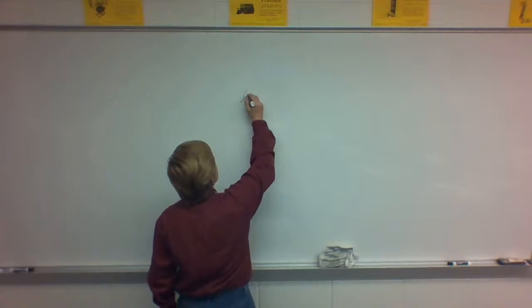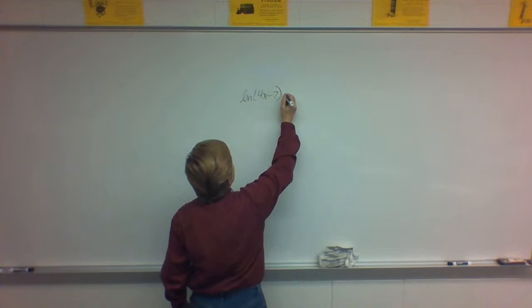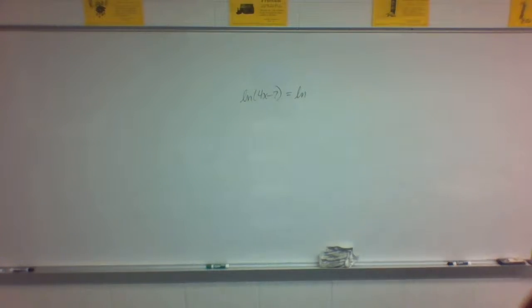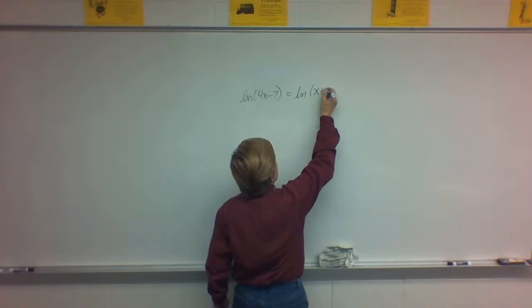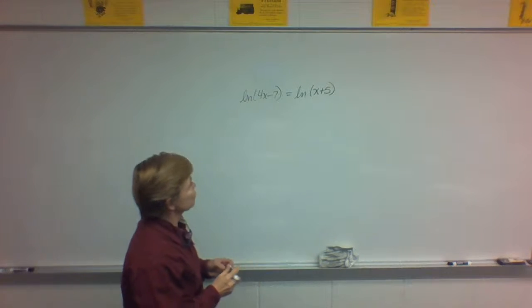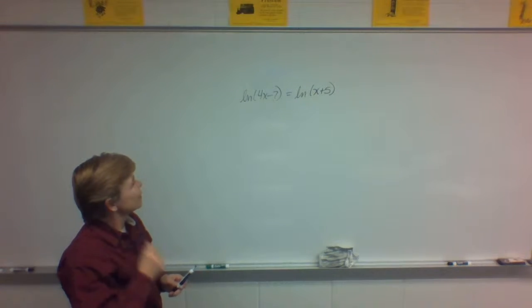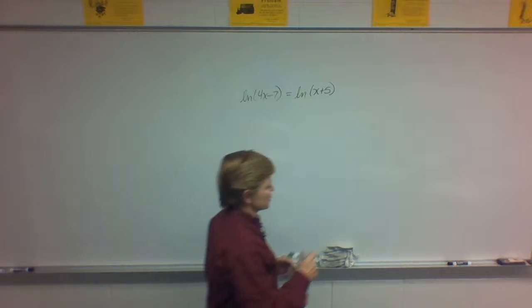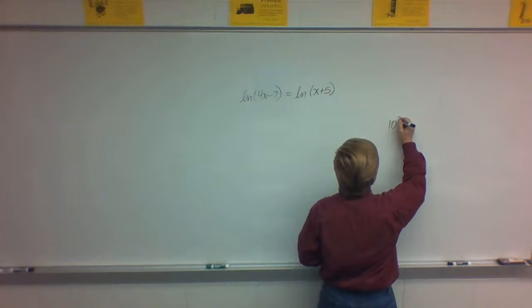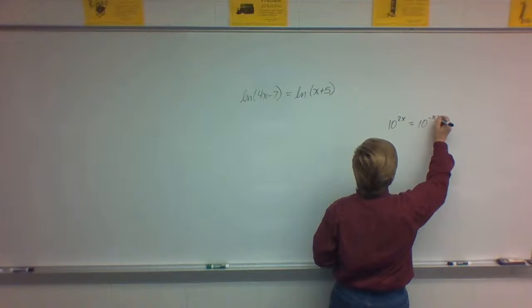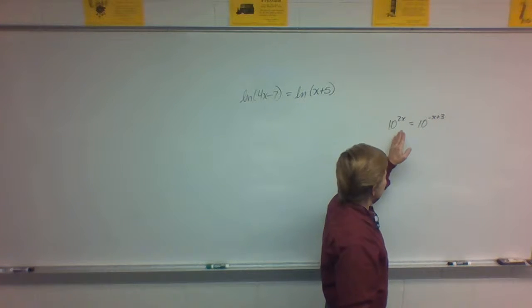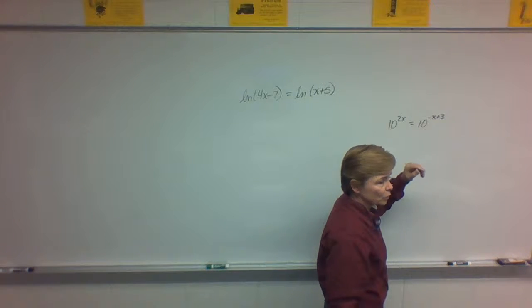So here we go. The A part says find the value of x in this equation: natural log of 4x minus 7 equals natural log of x plus 5. Even though this one is a logarithmic equation, we're going to use the exact same notion we used when we had 10 to the 2x, remember that one, equals 10 to the, I think it was negative x plus 3. When we got to that point, we said if 10 to something equals 10 to something else, the somethings have to be equal, and we reasoned that out.